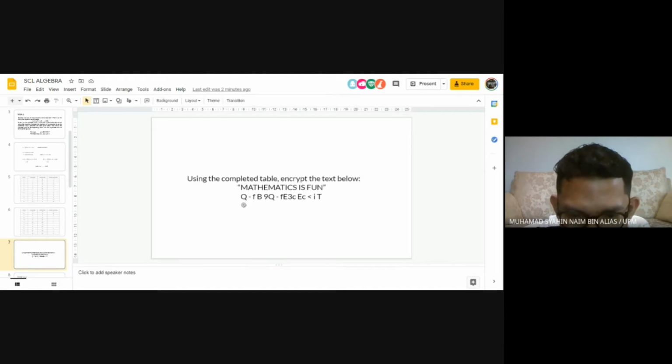We can get from Q: M is equal to capital letter Q, A equal to dash, T equal to small letter f, H equal to capital letter B, E equal to 9, M equal to capital letter Q, A equal to dash, T equal to small letter f, I equal to capital letter E, C equal to 3, S equal to small letter c, I equal to capital letter E, S equal to small letter c, F equal to the sign of less than, and U equal to small letter i, and the last one, N equal to capital letter T.